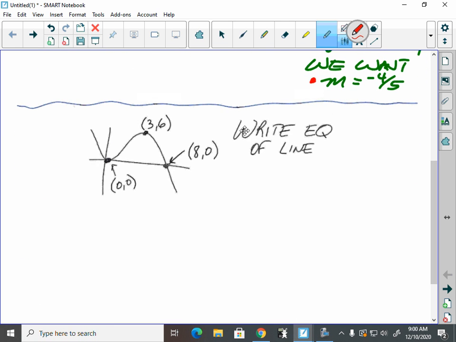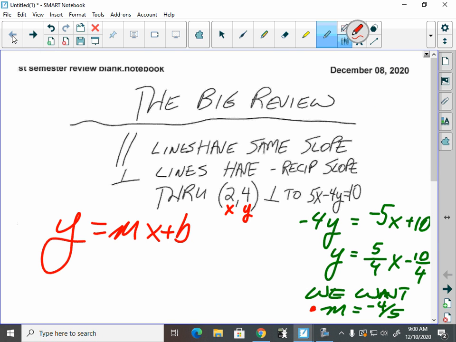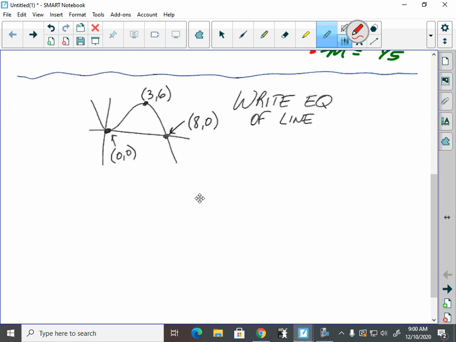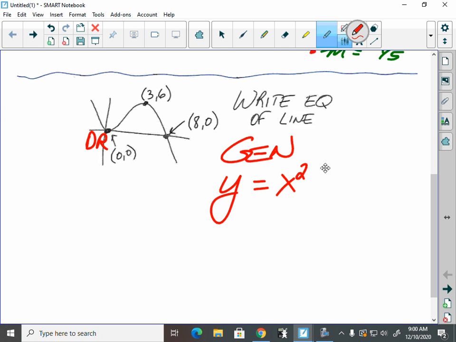Okay, write the equation of the line. We're going to do a general equation and we're going to do a specific equation. I probably need to walk you through something like this one just a little bit, okay? So the general equation is going to be y equals, here's a double root at 0, so that's x squared. And then this is going to be x minus 8. Oh, yeah, I remember that.